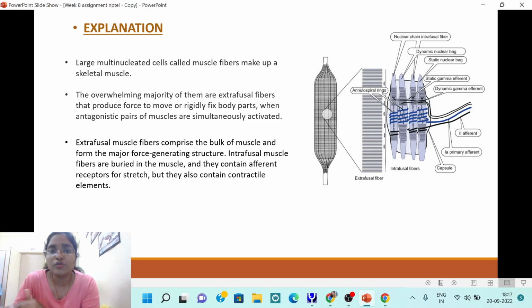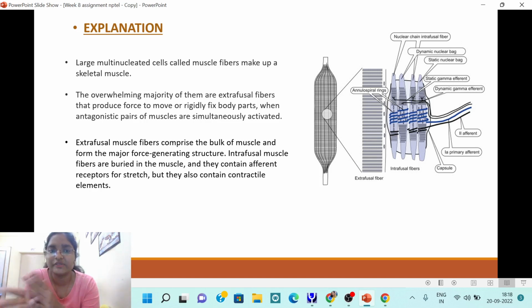If you want to know the major difference between these extrafusal and intrafusal fibers, extrafusal fibers are a bulk of muscle, and they can generate a large amount of force. That's why they are called extrafusal fibers. And intrafusal fibers are buried inside the muscle, and they contain some receptors which can sense the signals, and mainly contain the contractile elements for muscle contraction, right?